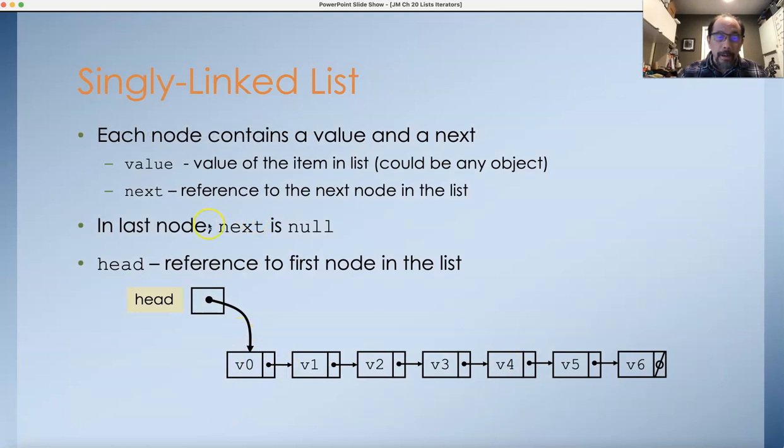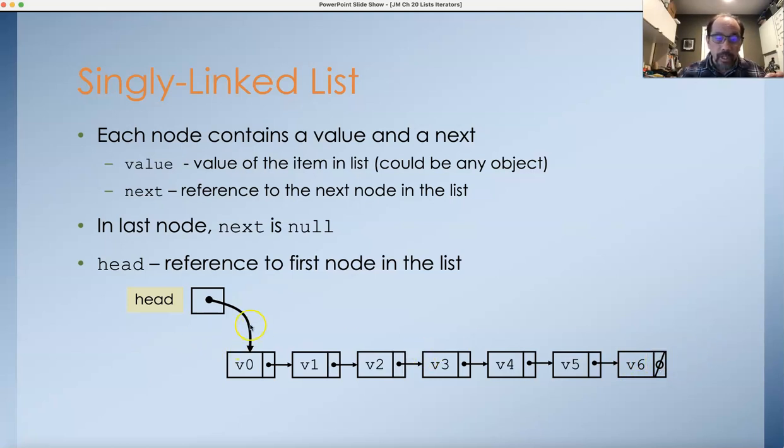The value itself could be any sort of item, any sort of object you want. It could be a person, it could be an integer, it could be a string. The very last node of our linked list references nothing and is null.